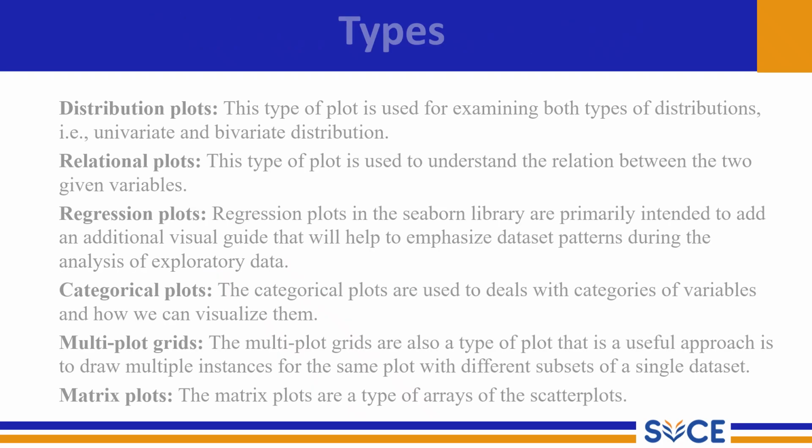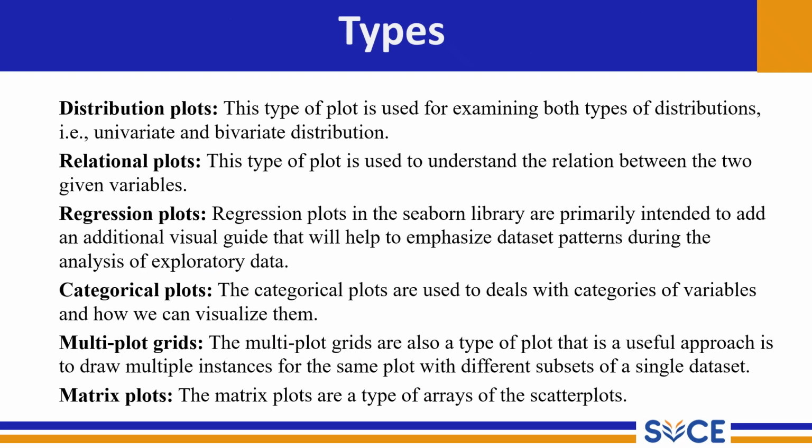So these are the plots that are used for visualizing the relationship between variables. Those variables can be either completely numerical or categorical, like group, class, or division. Seaborn divides the plots into the following categories. First, the distribution plot, which is used for examining both types of distribution, univariate and bivariate. And second, the relational plot, which is used to understand the relationship between two given variables.